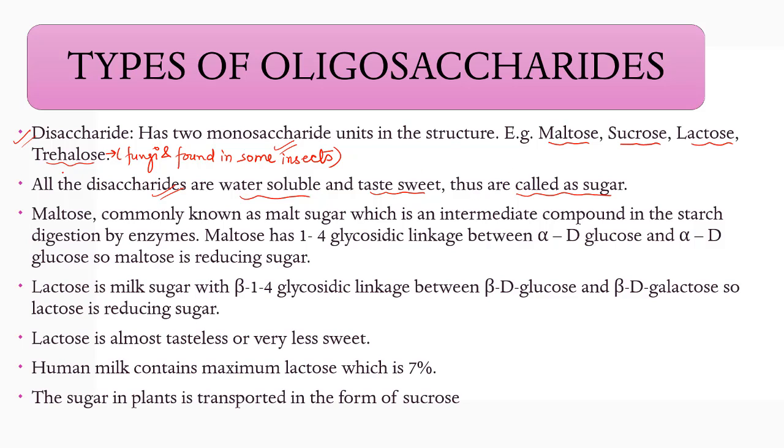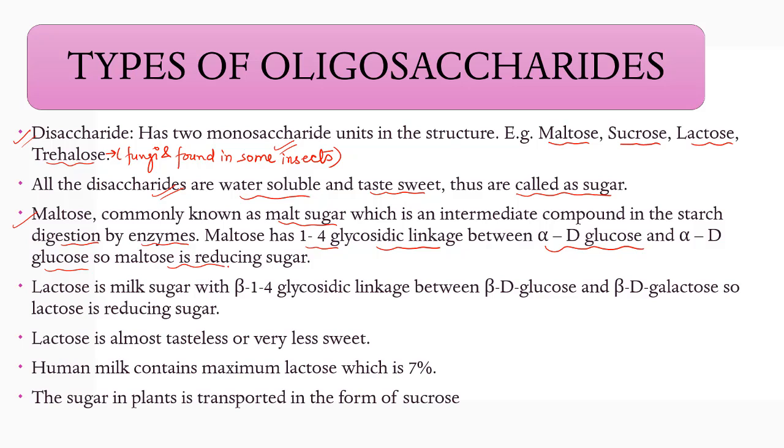That is why they are called what? Sugar. Maltose. Maltose is known as what? Malt sugar, which is an intermediate compound in the starch digestion by enzymes. When there is enzymatic breakdown of starch, then maltose is an intermediate product. Okay. Maltose has a 1,4 glycosidic linkage. That means, in maltose, the first carbon of one monosaccharide makes the glycosidic bond with the fourth carbon of the other monosaccharide. So they have the 1,4 glycosidic linkage between alpha D glucose and alpha D glucose.